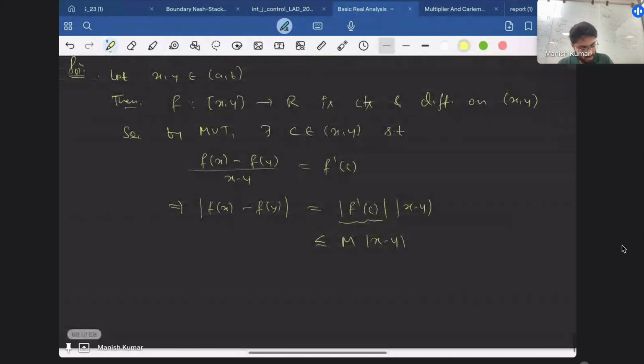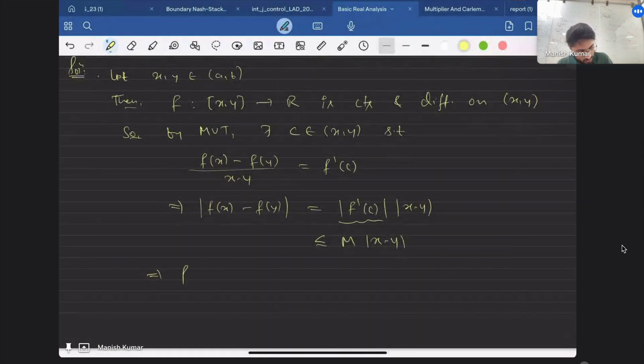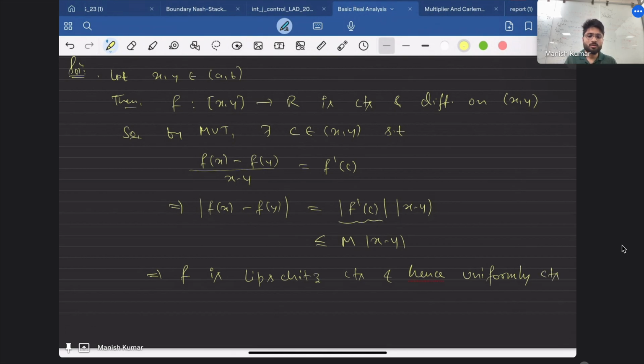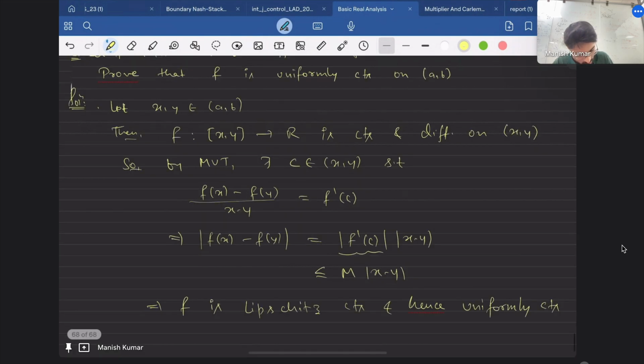Okay, so this tells you that the function f is Lipschitz continuous, and hence uniformly continuous. Okay, so this is the easiest approach.